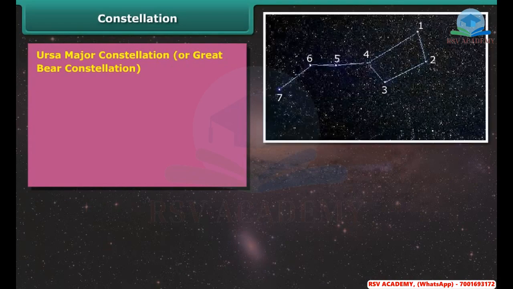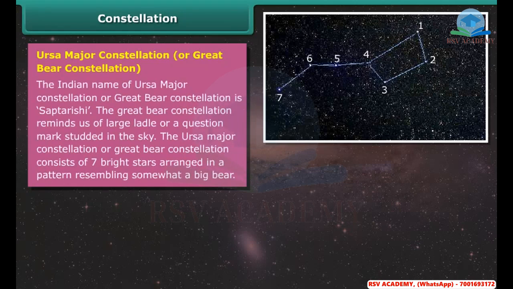Ursa Major Constellation or Great Bear Constellation. The Indian name of Ursa Major Constellation or Great Bear Constellation is Saptarishi. The Great Bear Constellation reminds us of a large ladle or a question mark studded in the sky. The Ursa Major Constellation consists of 7 bright stars arranged in a pattern resembling somewhat a big bear.